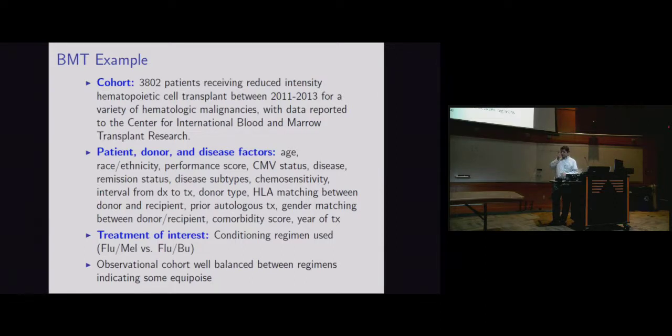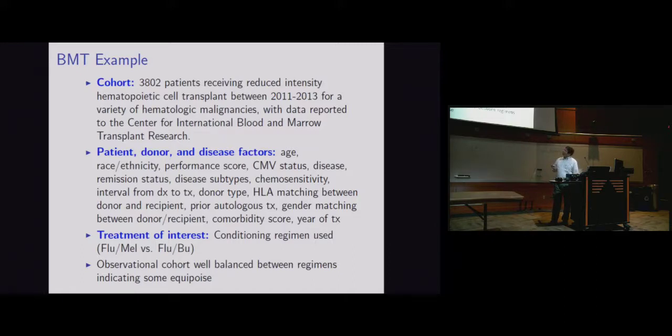So this is a bone marrow transplant example. We do a lot of work with the Center for International Blood and Marrow Transplant Research here at the Medical College of Wisconsin. And this was a cohort of 3,802 patients that received a bone marrow transplant or a hematopoietic cell transplant between 2011 and 2013. These are typically done for hematologic cancers or malignancies like leukemia, lymphoma, those kinds of conditions. And there are a number of patient, donor, and disease factors that were studied here and collected by the registry.